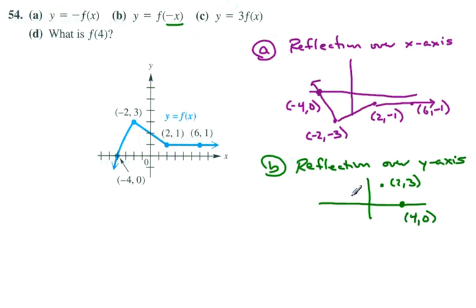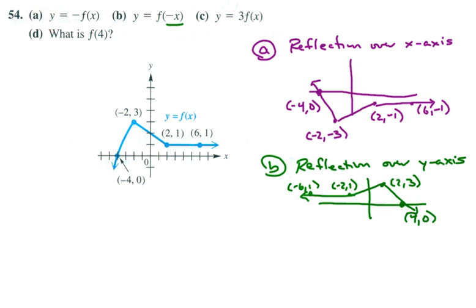2, 1 becomes negative 2, 1. And 6, 1 becomes negative 6, 1. And there it is. Let's just connect all of this, and we've got the graph.